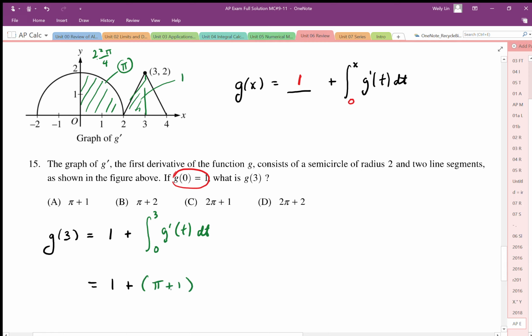Now be careful with this answer, because if we don't account for that starting point, we get this answer, which is wrong. So we want to make sure that we account for that starting point, and when we do that, we end up with the answer of pi plus 2. The answer is B.